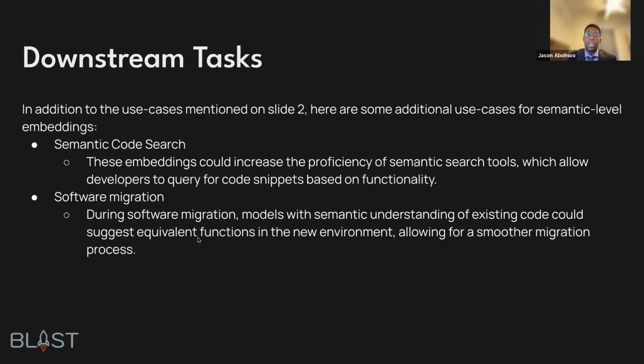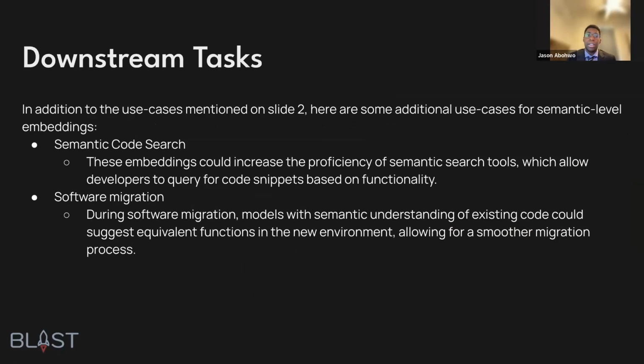As previously mentioned, the task of code isomorphism can be used for many downstream tasks, such as code comment alignment, code optimization, and code classification. To go more in depth, here are some specifics for the downstream tasks of semantic code search and software migration.